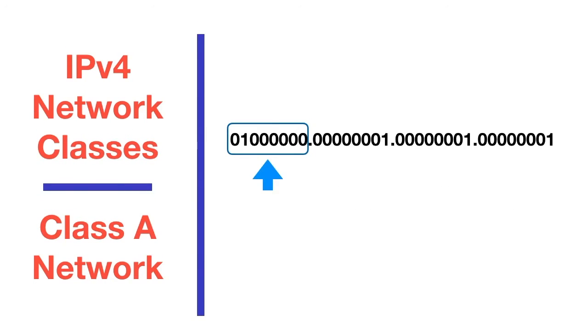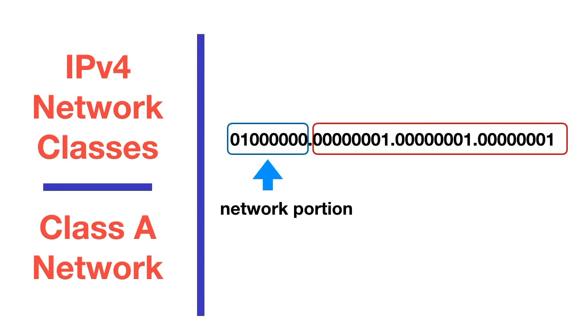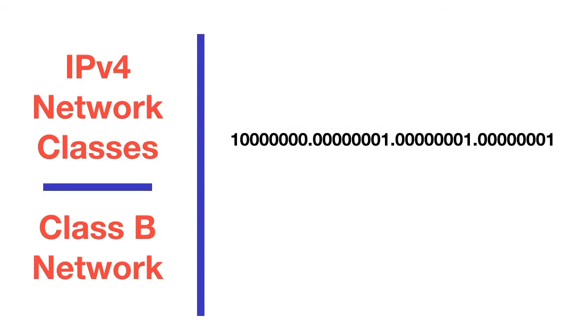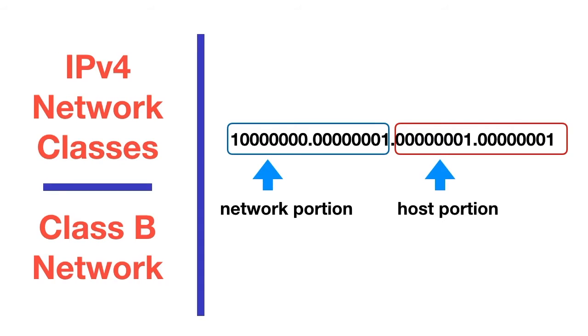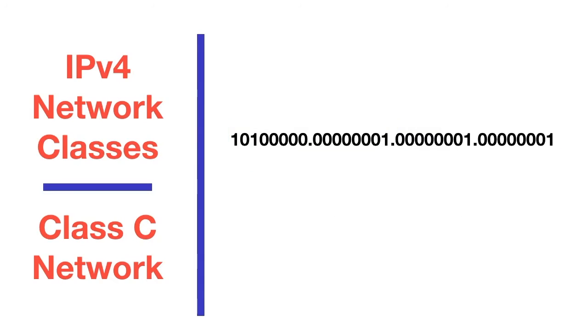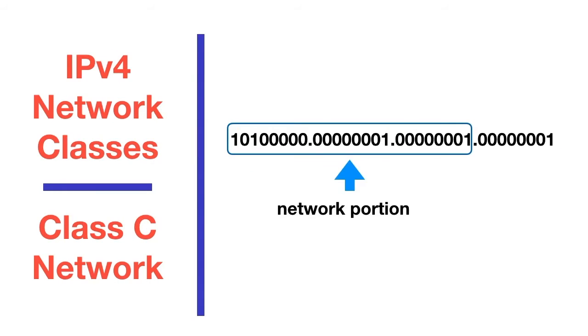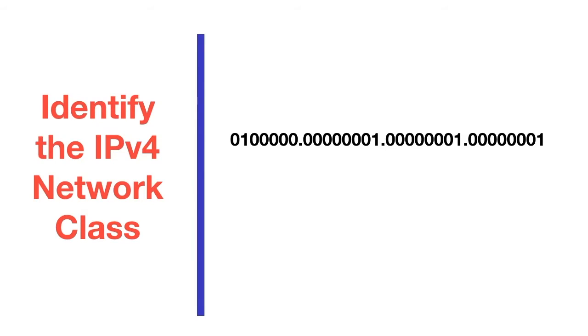A Class A network uses the first octet for the network address and the rest for the host address. A Class B network uses the first 2 octets for the network portion and the rest for the host portion. A Class C network uses the first 3 octets for the network portion and the rest for the host portion. An IP class can be identified as A, B, or C by looking at the first octet.